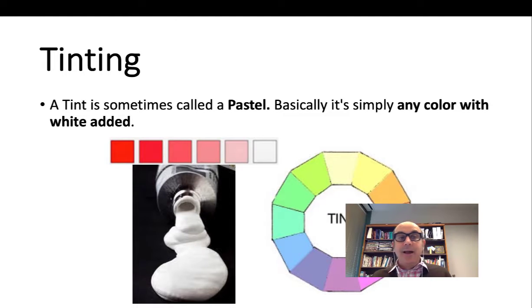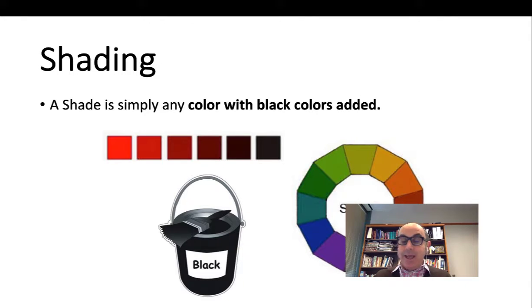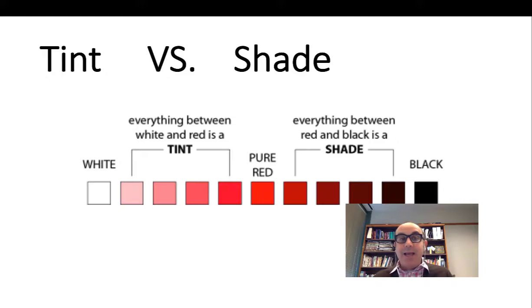So thinning is the idea of pastel, which is usually simply any color with the addition of white. So we add white to it in order to thin it down a little bit. Shading is the idea of adding a little black. So we are shading it in order for it to stand out.